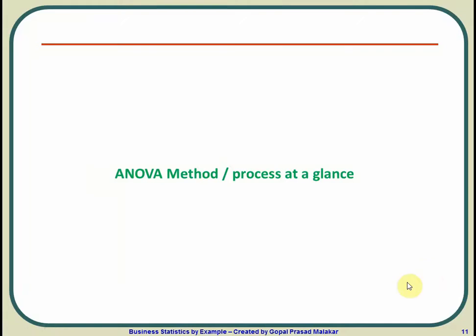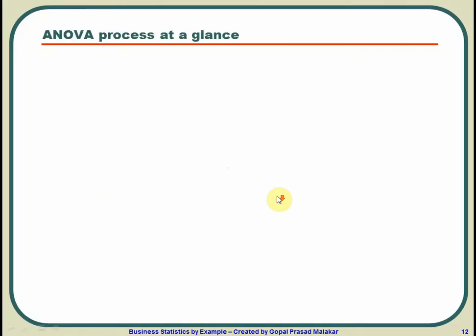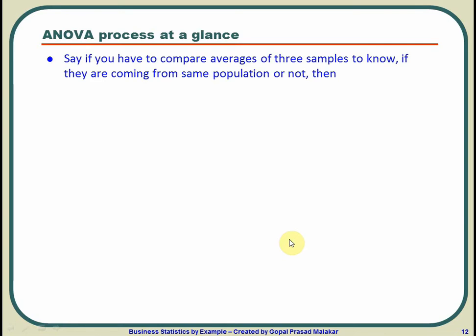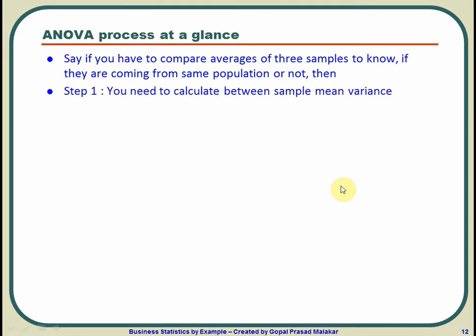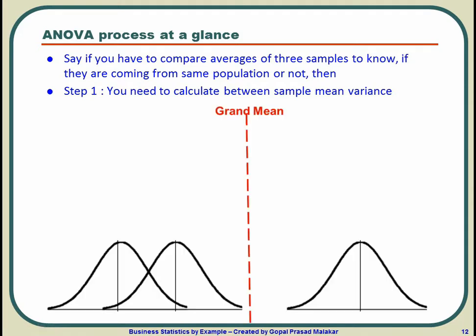Let me explain the ANOVA method, or ANOVA process, at a glance. So what you do in ANOVA, let's say if you have to compare three samples to know if they are coming from the same population or not, the first thing that you do is get their between sample variance. So what is the meaning of between sample variance?